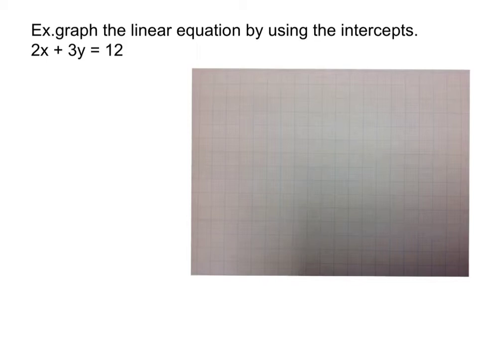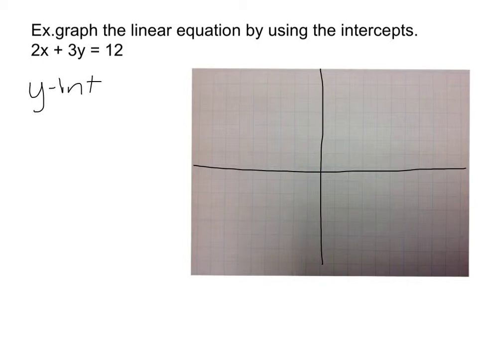So example, graph the linear equation by using the intercepts. So 2x plus 3y equals 12. And get the graph ready. So for using the intercepts, we know that at the y-intercept, x is going to be 0. So we can essentially just use a cover-up method, which you cover up the 2x, and then you have 3y equals 12. We divide the 3, and y equals 4. In other words, we're plugging in 0 for the x, so 2 times 0 is 0, plus 3y equals 12, divide the 3, we get y equals 4.